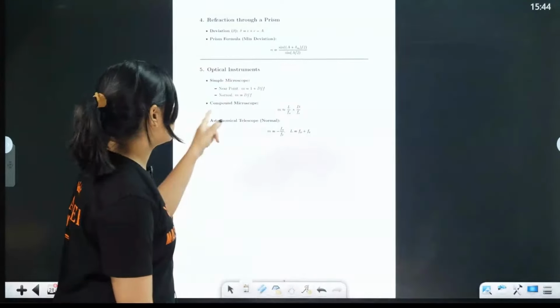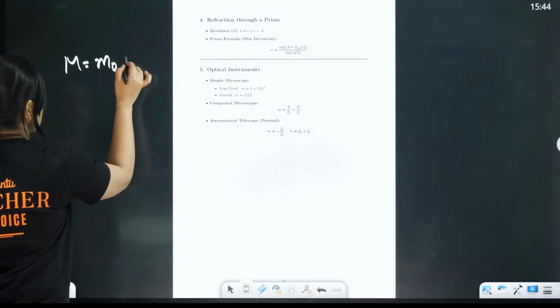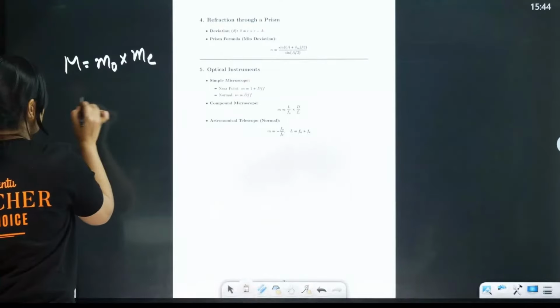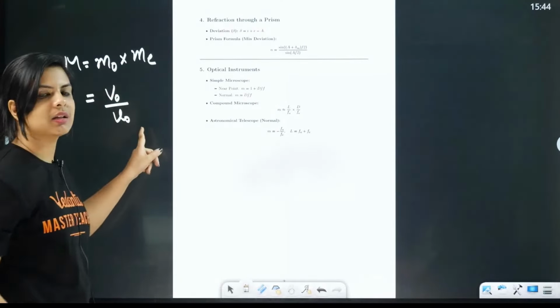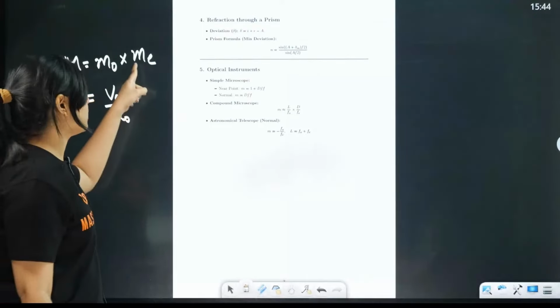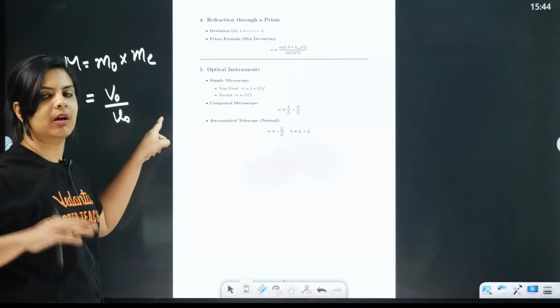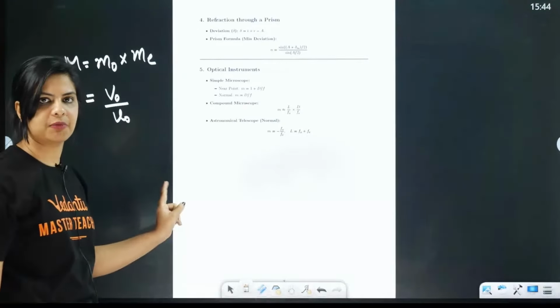Okay? Next is the compound microscope. For the magnification of the compound microscope, you can study this equation: mo into me. So mo will always be v naught divided by u naught. For me, depending upon the condition it will change. At near point it will be 1 plus D by fe. If it is at far point or at infinity, it will be D by fe. That changes.